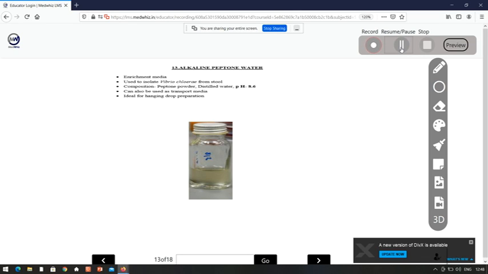So next we have alkaline peptone water. It is an enriched medium used to isolate Vibrio cholerae from stool. The composition is peptone water and distilled water. pH is 8.6. It can also be used as a transport medium for these stool samples. It is ideal for hanging drop preparation, that is, to demonstrate the motility characteristics of these bacteria.